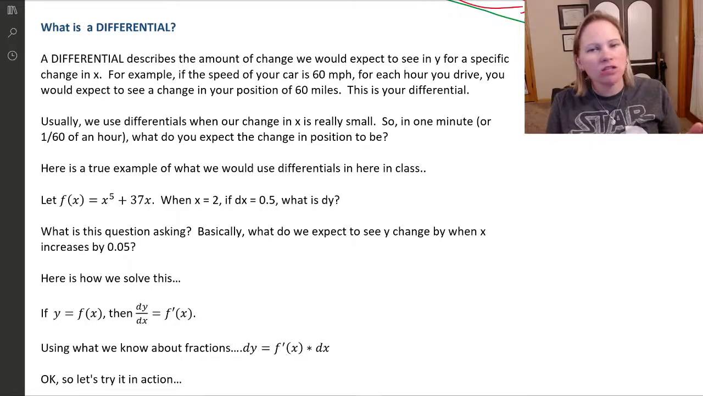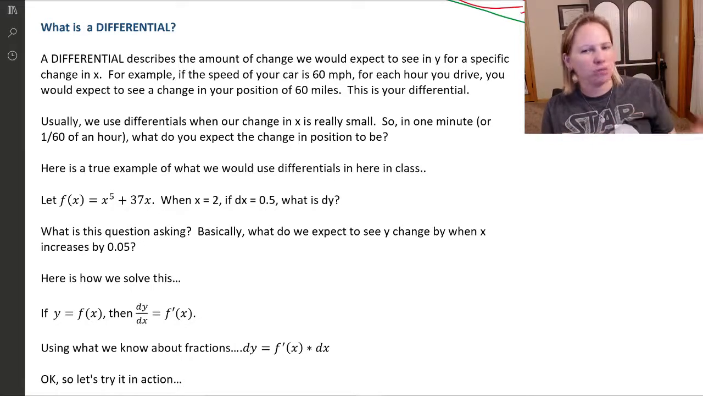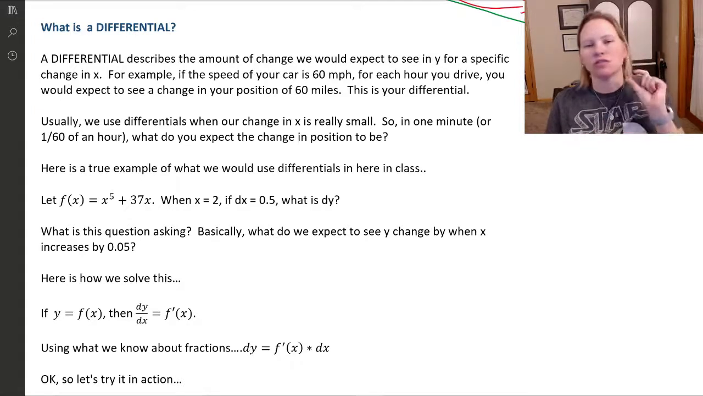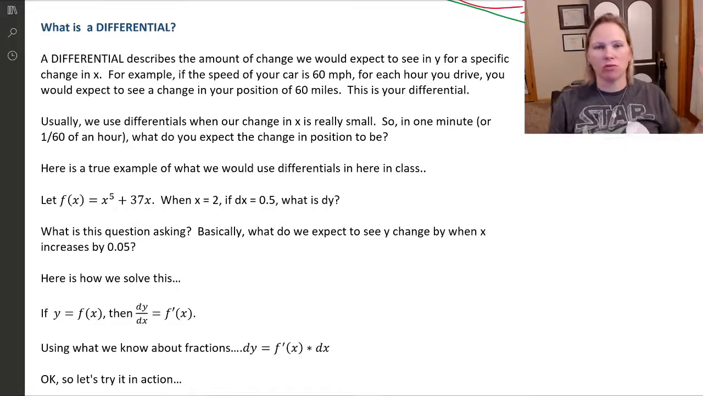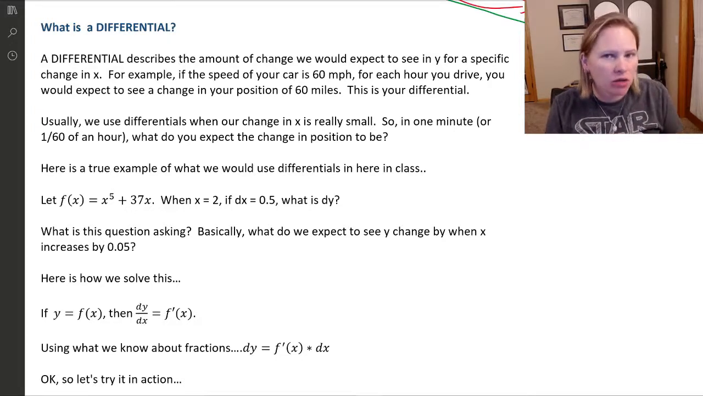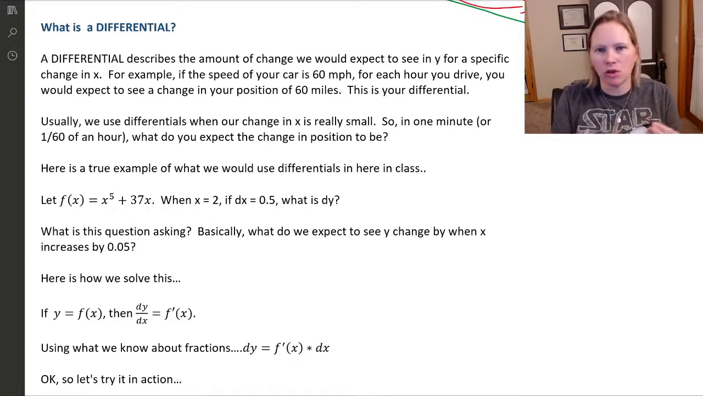So when you call me and you've only gone 5 miles in an hour, I know that something is up, right? So usually when we talk about differentials, we talk about a change in x that's really small. So we wouldn't be talking about an hour in time unless that hour is a small amount compared to our whole big picture. So a better question might be, in 1 minute or 1/60th of an hour, what would we expect our change in position to be? That number would be a lot smaller, right? So in a minute, if you're going 60 miles per hour, how many miles would you expect to change? So that would be a more likely question. So we want a small change in x.